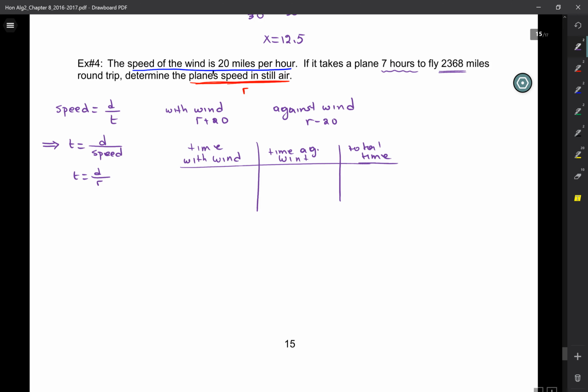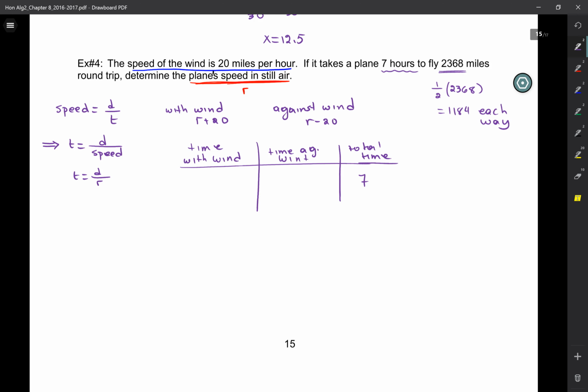Okay, what's the total time? How long does it take? 7 hours. So that's an easy one. Now, the time with the wind is going to be the distance he traveled divided by the speed with the wind. How much did he travel? How many miles did he travel with the wind and how many miles against the wind? It's half, right? So half of 2,368 is 1,184 each way. Okay? Questions?